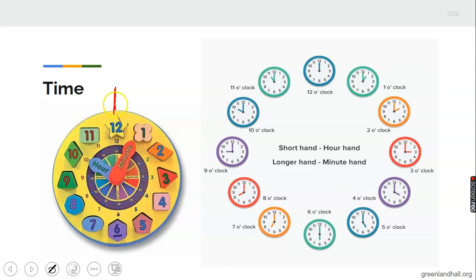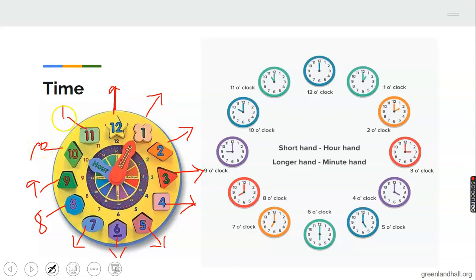We have 1, we have 2, this is 3, this is 4, this is 5, this is 6, this is 7, this is 8, this is 9, this is 10, this is 11, and of course this is 12. So as we can see, there are always 12 figures on the face of the wall clock. Each of the numbers here is represented on the face of a clock, just so that you can understand what we are talking about.